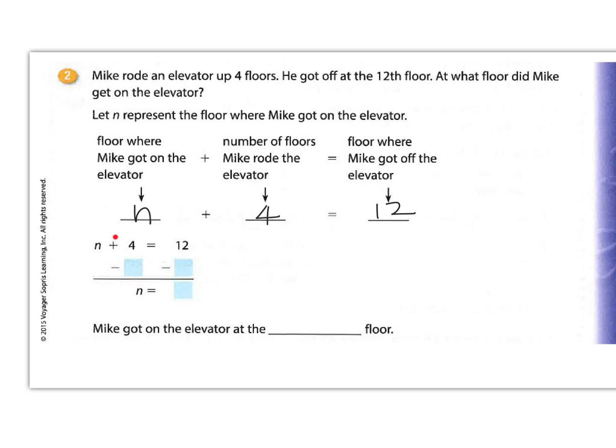Well, remember, we have to get n by itself. So we're going to do the opposite here. We're going to subtract 4 on both sides. And then n is now by itself. 12 minus 4 is 8. So Mike got on the elevator at the 8th floor.